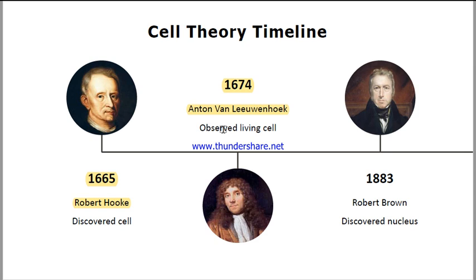If the question is asking who discovered the cell for the first time, we would take the name of Robert Hooke. And if the question is asking who discovered the living cells for the first time, then the answer would be Anton von Leeuwenhoek. Now let us talk about Robert Brown, who discovered the nucleus in the year 1883. So here we have three names. We need to remember Robert Hooke, Anton von Leeuwenhoek and Robert Brown for the discovery of the nucleus.